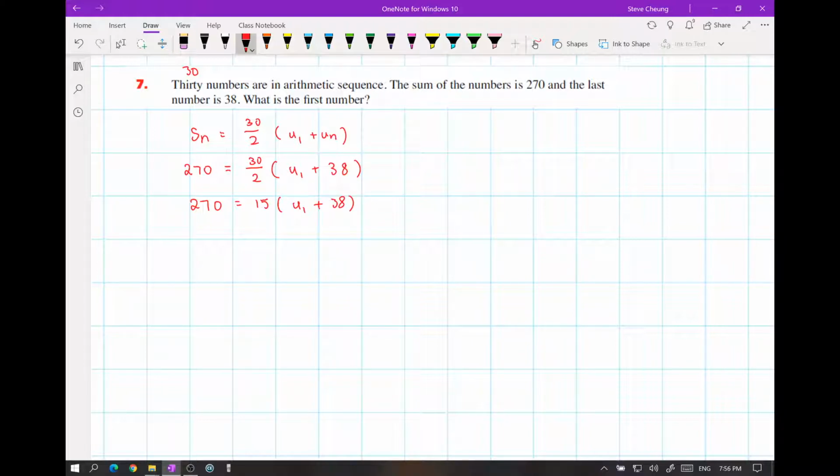Now, because I see immediately that 270 can be divided by 15, so I'm going to divide out the 15 instead. You could just expand out the right-hand side and then move the 570 to the left, which gives us negative 300, and then divide out. So you will still get the same answer.